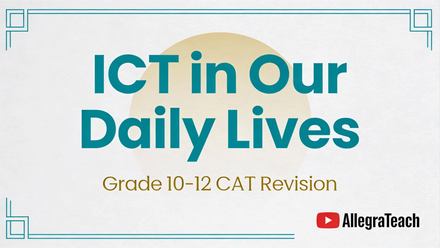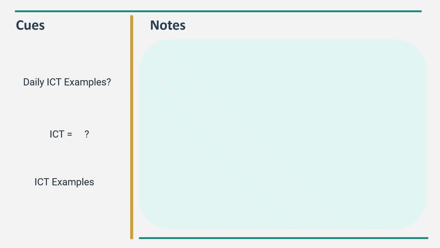In this lesson, we look at ICTs in our daily lives, how we use technology all day, and what the positive and negative impacts are. Set up your page in Cornell style, cues on the left, and they will appear first. Notes will be shown on the right and the summary will be explained at the end of this lesson. Pause the video if you need time to draw this layout.